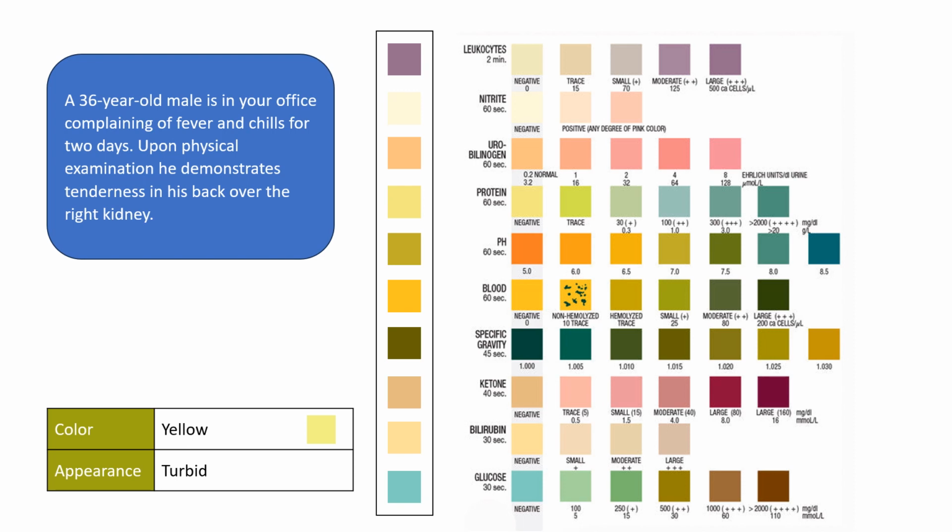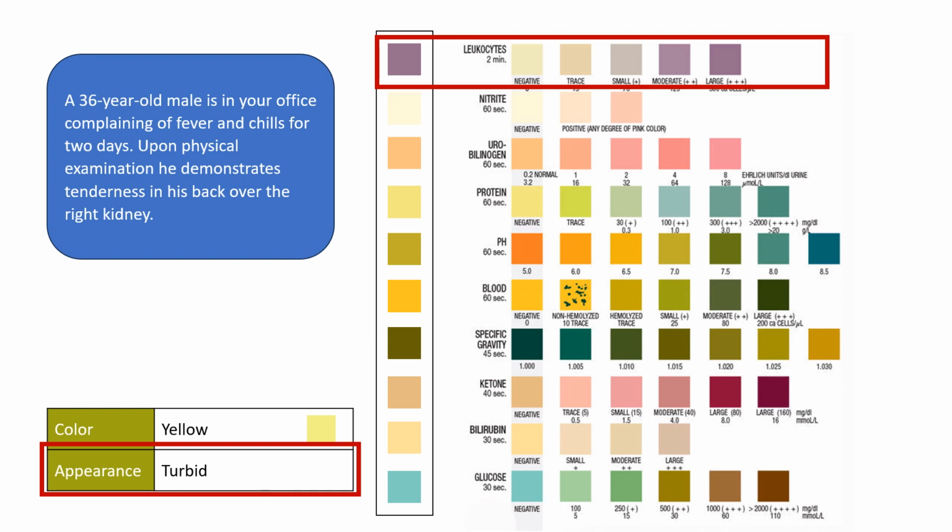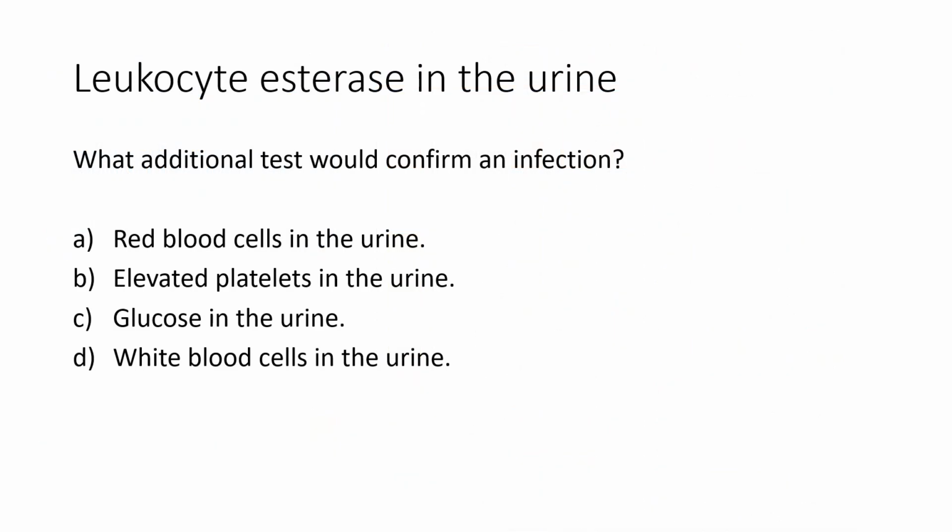And the thing that may be obvious about his urine is that the turbid quality is of concern. And when we look at the dipstick, the thing that jumps out is that he has leukocyte esterase showing positive on his dipstick. So let's answer a question about this patient. So we got a positive for leukocyte esterase on our dipstick. What additional test could you run to confirm that this patient does have an infection?